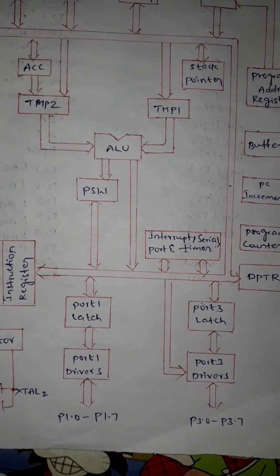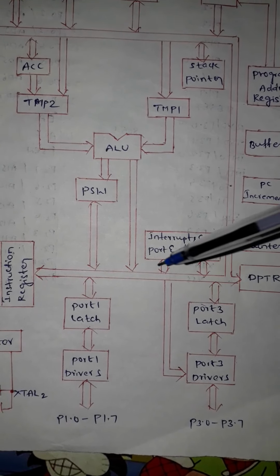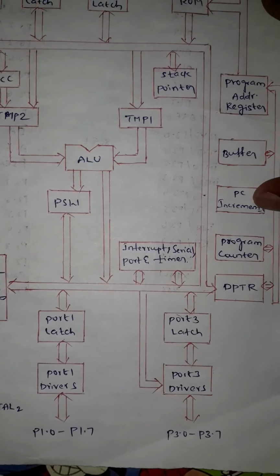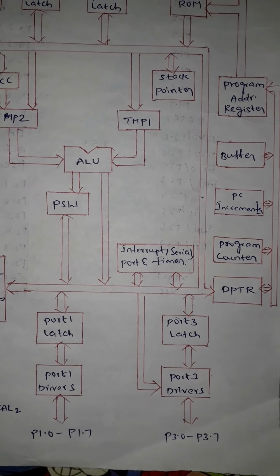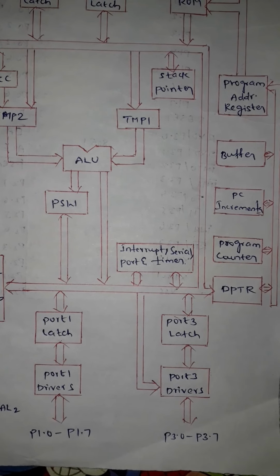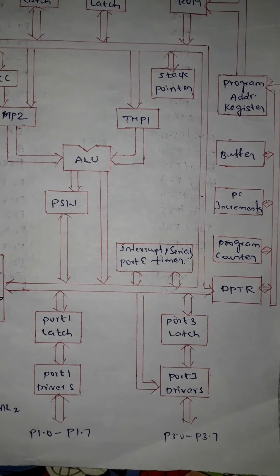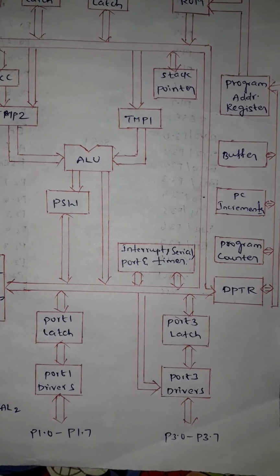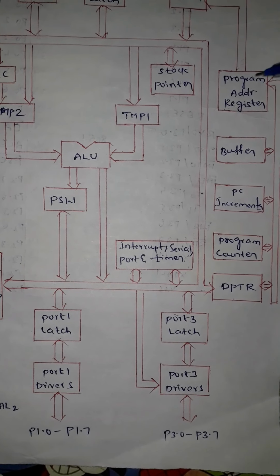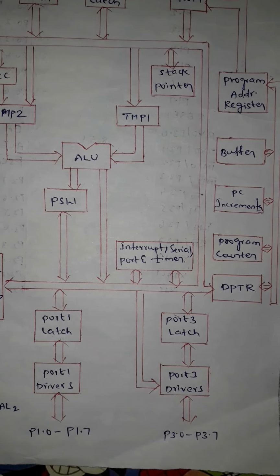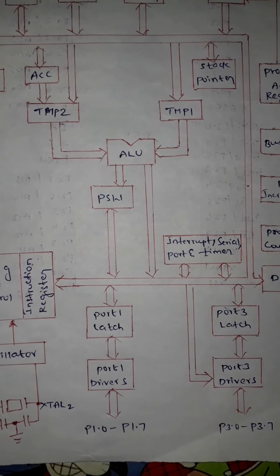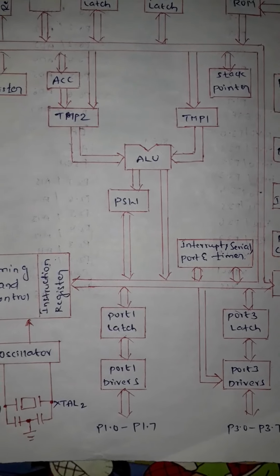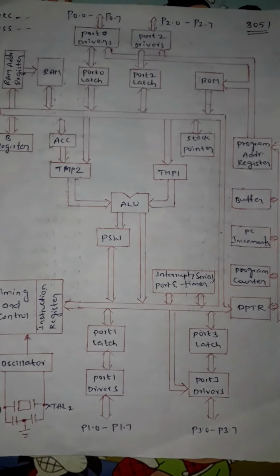And the ports, we already discussed. Now what we are left with is the PC, the program counter. The program counter is used to hold the address of the instruction to be executed. It is incremented with the help of the PC incrementer after executing the instruction. That is, the program counter is used to track the execution of the instructions. So this is about the 8051 microcontroller block diagram.